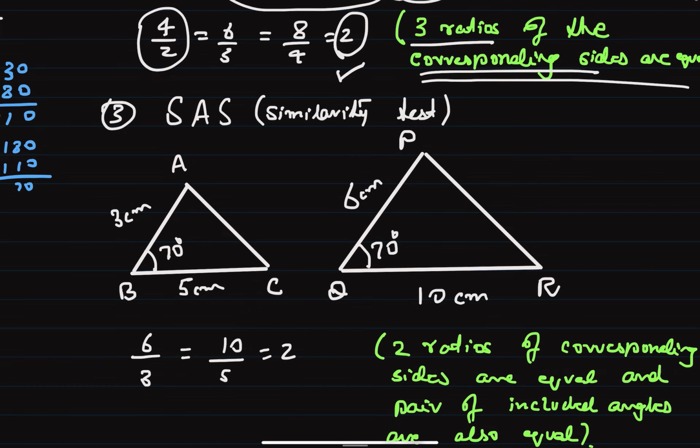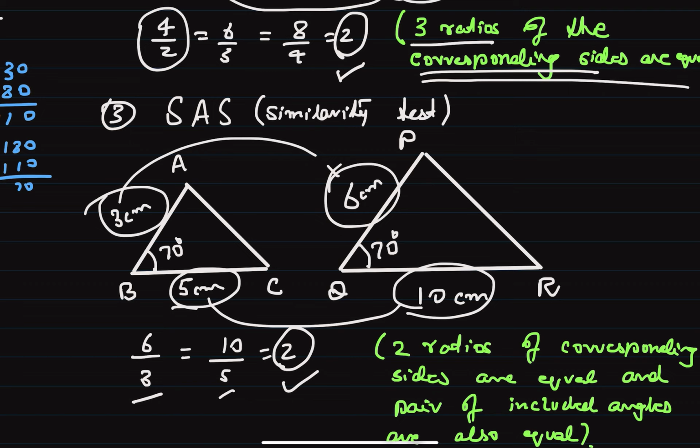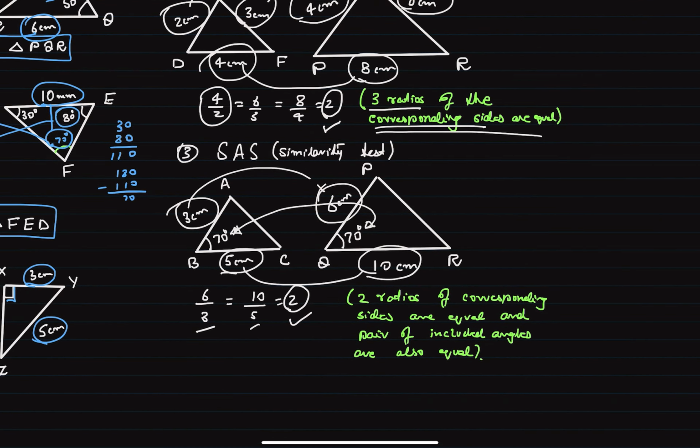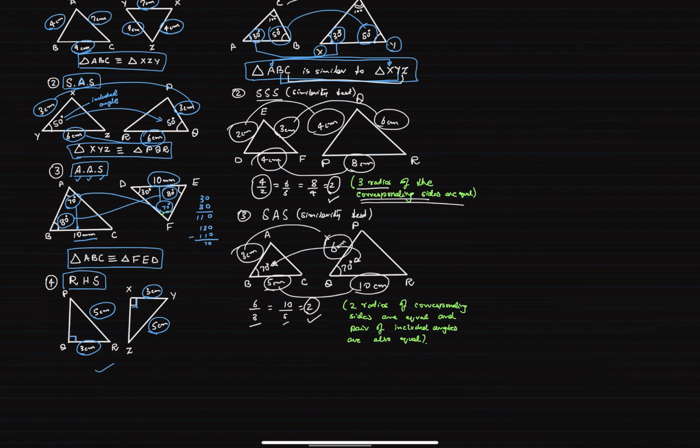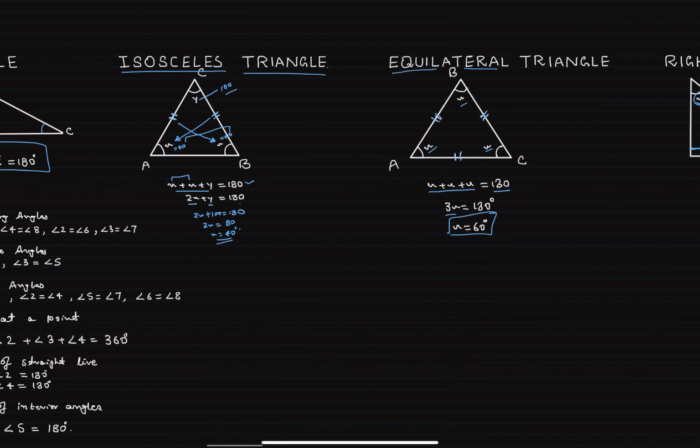And the last property is the similarity test side angle side, right? So it says that if two sides are proportional, that is 6 divided by 3 and 10 divided by 5 is equal to the same ratio, that is 2, and they have equal included angle, then this is also a proof that you can say the two triangles are similar, right? So this is prerequisite knowledge that you need to understand.